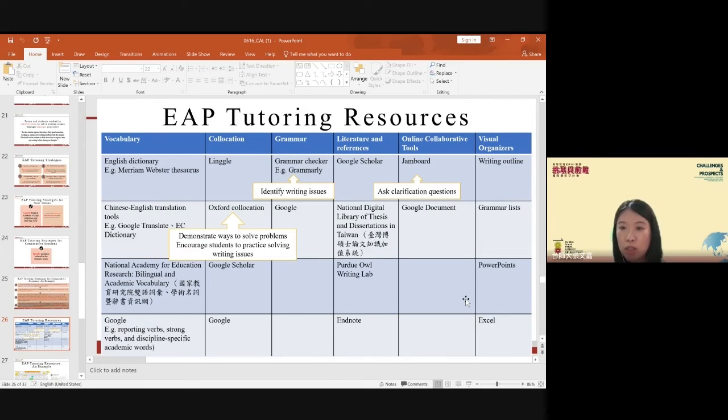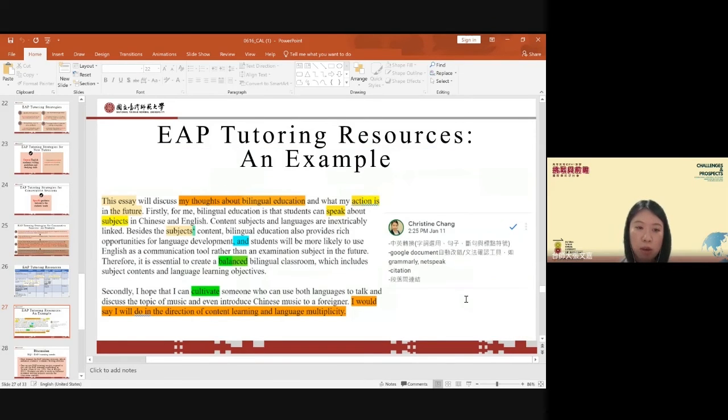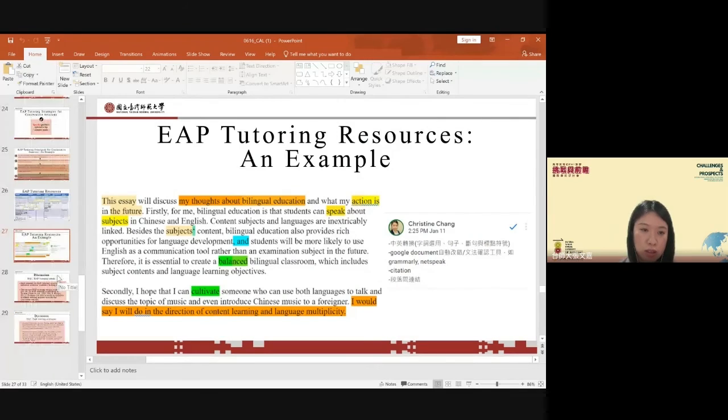And the tutors talked about the importance of using visual organizers. So here's one example of how the resource can be conducted. For example, the tutors can identify different writing issues through different colors, and then show them how to solve that problem and ask the students to correct the problem on their own.